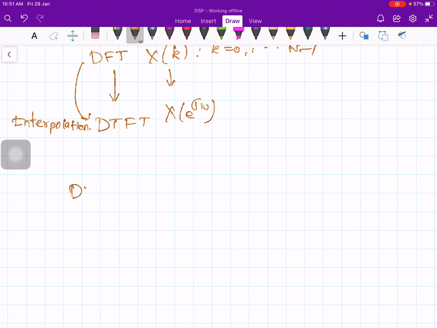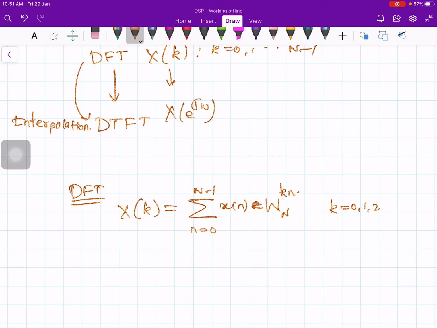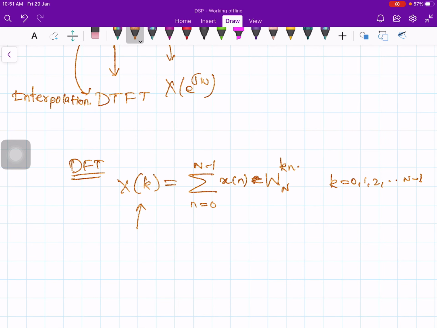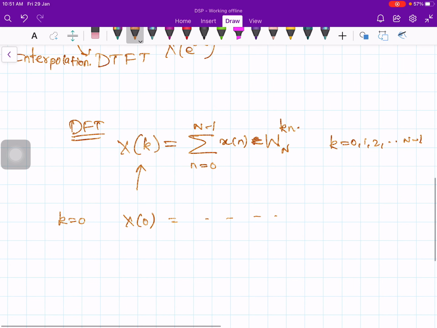Now the DFT is given by X of k equals the summation of x of n e to the power, let me write in the compact form, capital W suffix N to the power kn, where k is equal to 0, 1, 2 up to N minus 1. You see this X of k contains capital N number of equations. When you substitute k is equal to 0, you will get X of 0, one equation. Substitute k is equal to 1, you will get another equation. K is equal to 2, you will get another equation.